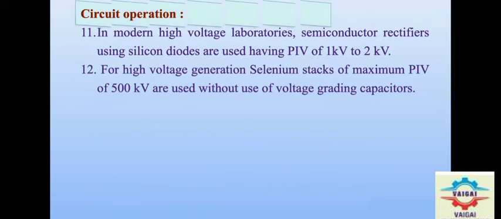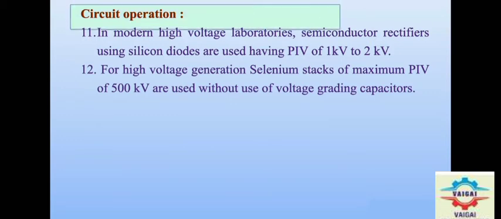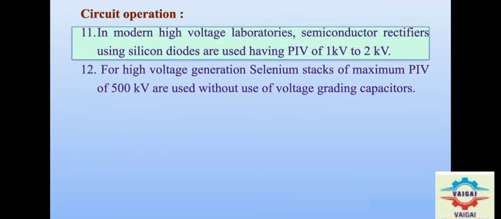In modern high voltage laboratories, semiconductor rectifiers using silicon diodes are used, having a peak inverse voltage of 1 kilovolt to 2 kilovolt. Instead of valve type rectifiers, we are going for semiconductor rectifiers of silicon diodes.